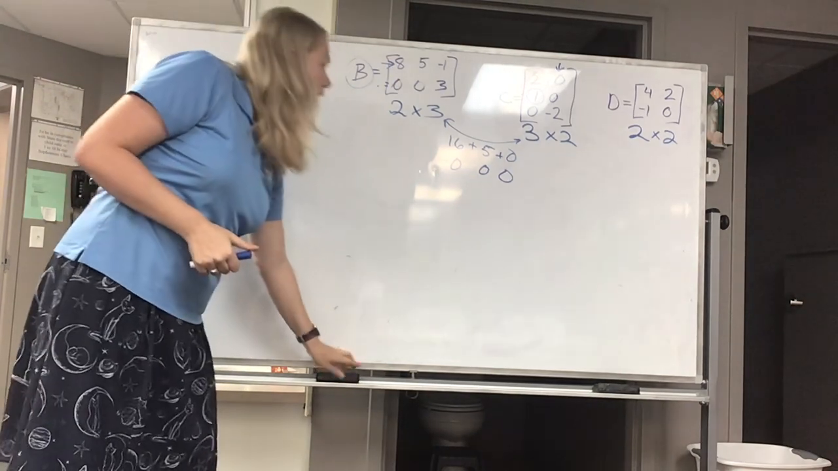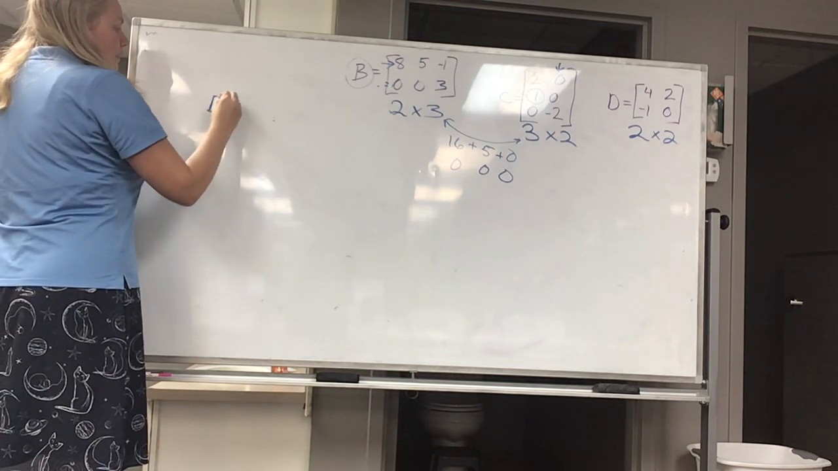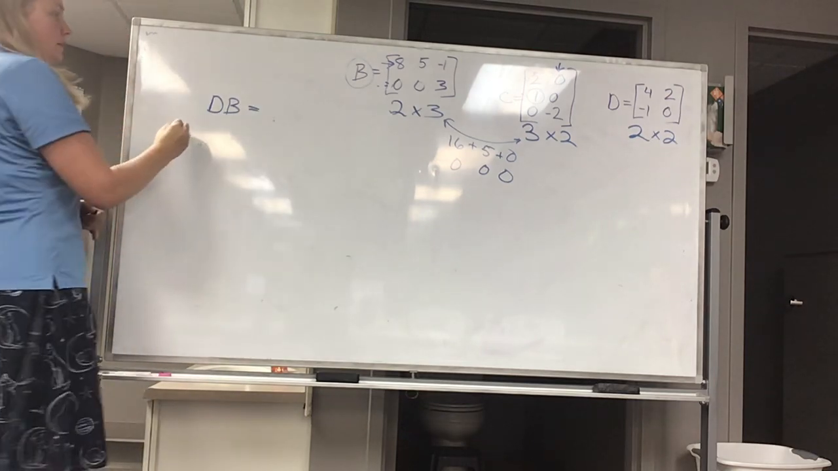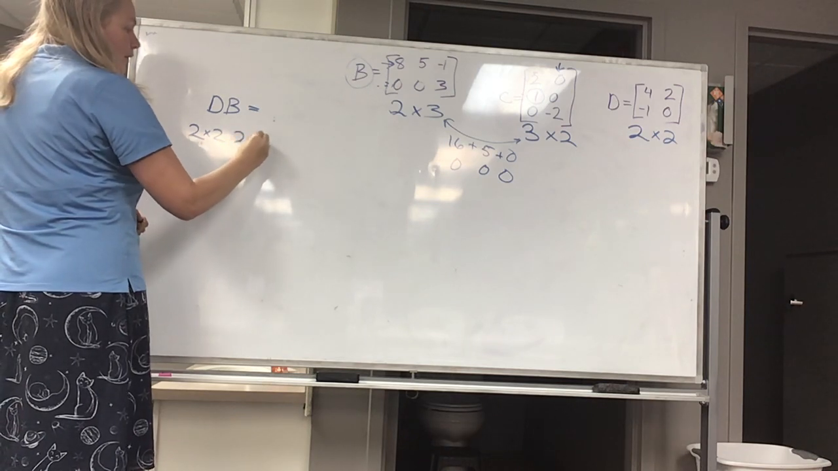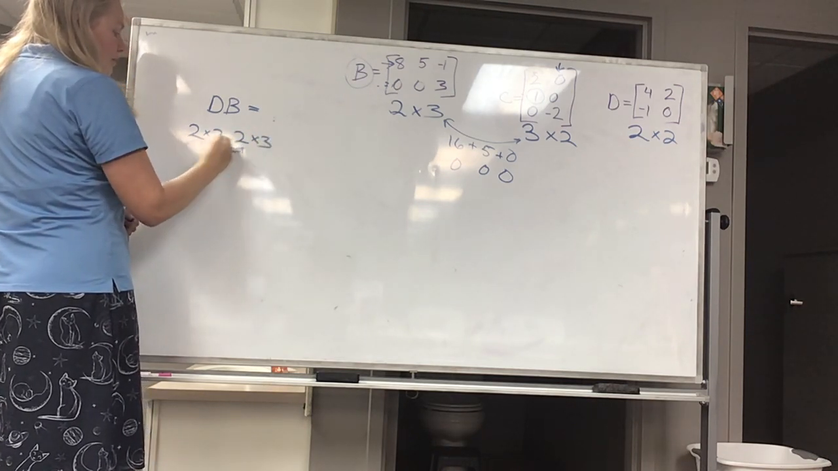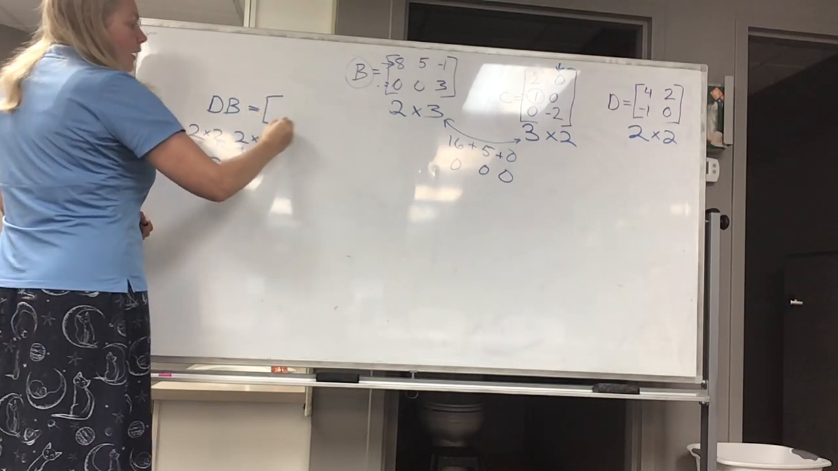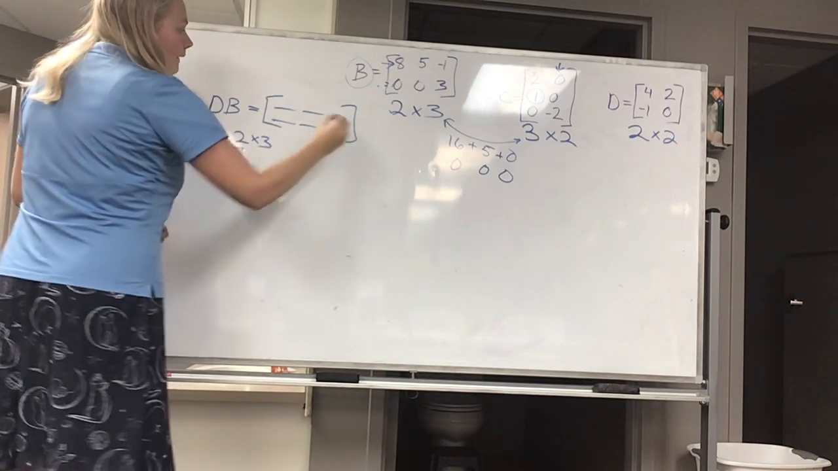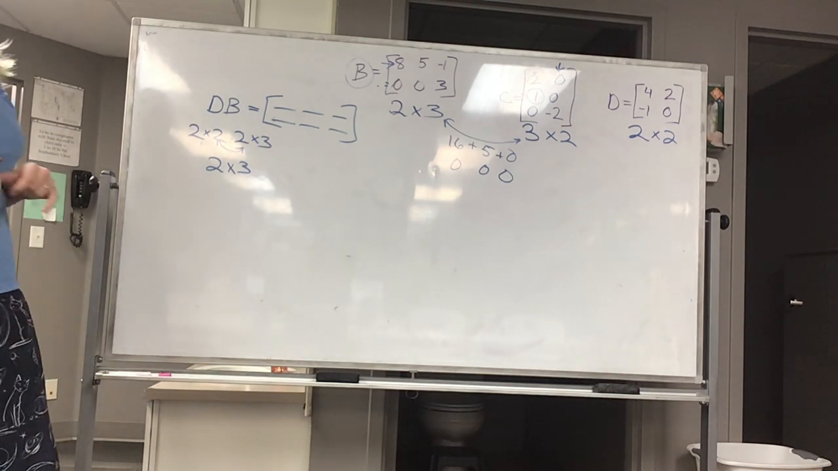This is why it's possible to take D times B. Remember, D is a 2 by 2. B is a 2 by 3. This comes out of the middle. Our answer is going to be 2 by 3. And it's always easier to give yourself blanks to fill in. If you know what size you're going for, it's easier than trying to generate it from the beginning.